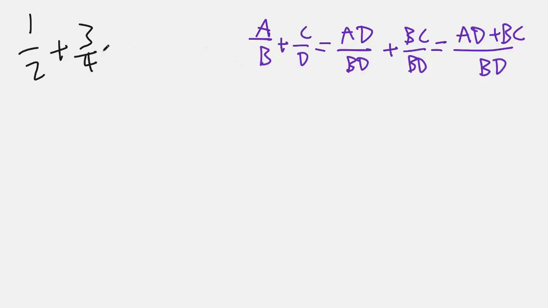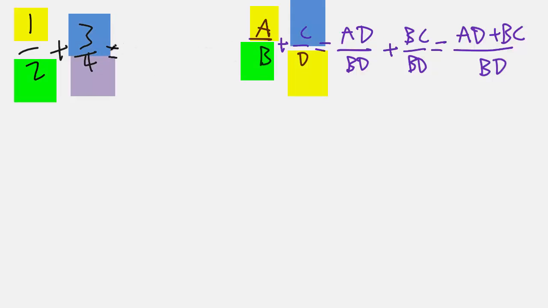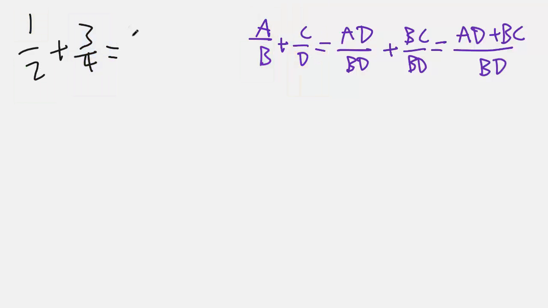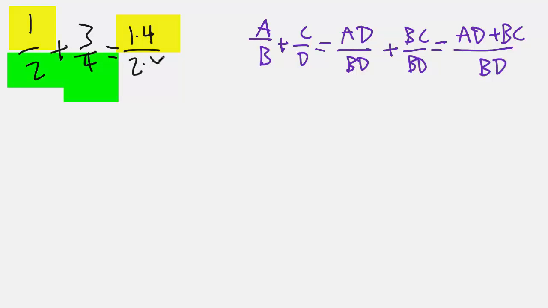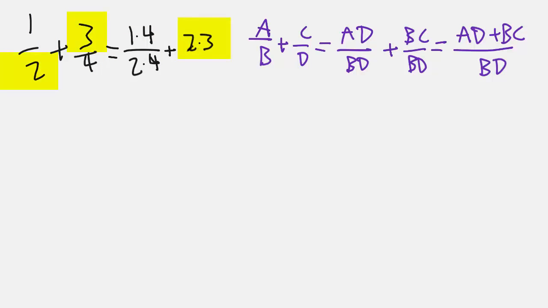So in this case, 1 is A, and 2 is B, and 3 is C, and 4 is D, just for the ease of this first example. So it's going to be A times D, which is going to be 1 times 4 over B times D, which is going to be 2 times 4, plus the second fraction, 3/4, now becomes BC over BD. So that will be 2 times 3 over 2 times 4.